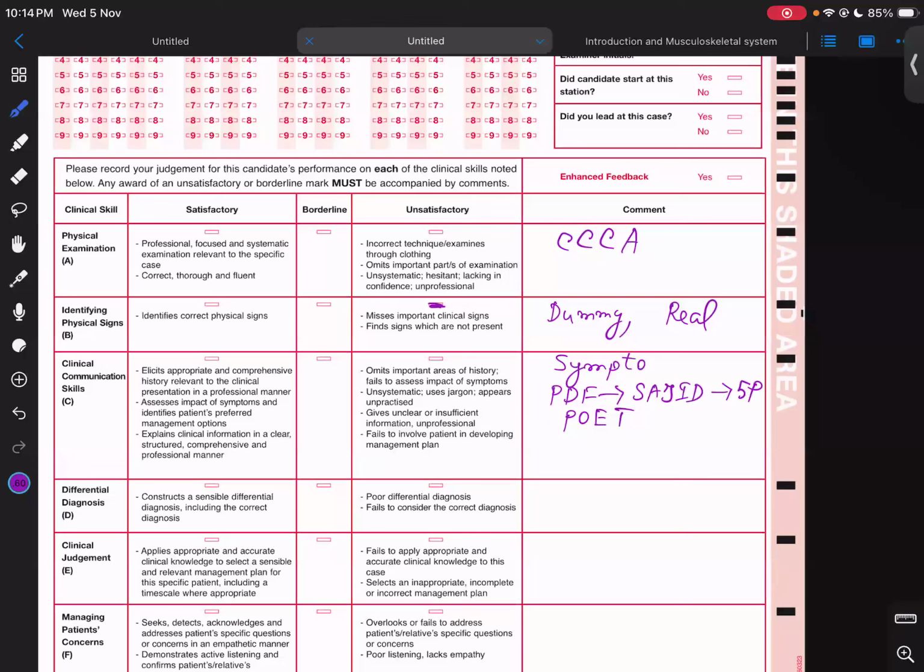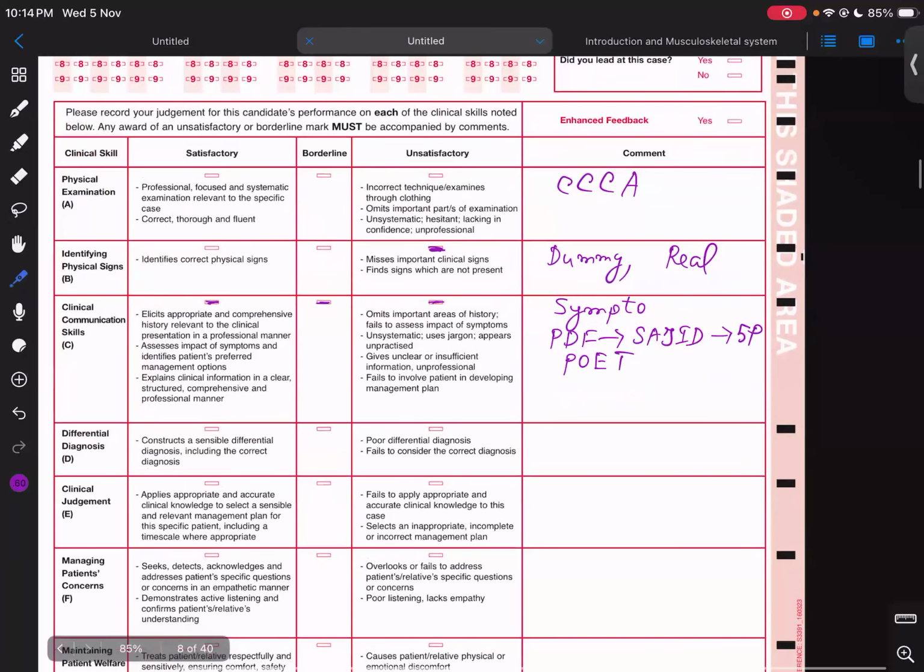And if you do well, you will get satisfactory. If you do borderline, you will get 1 mark. If you do unsatisfactory, you will get 0. And this is the only station where we have to do a lot of work to get only 2 marks from each examiner. So these are the first 3 skills we have discussed up to now: physical examination, identifying physical sign, and clinical communication skill.